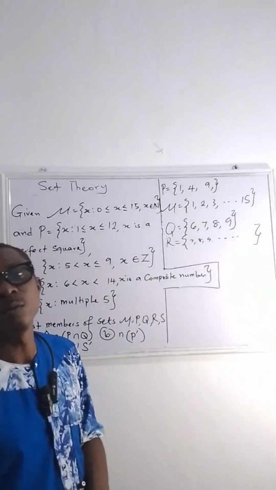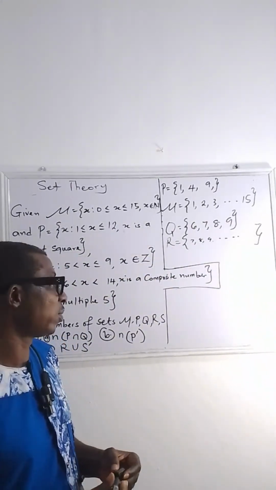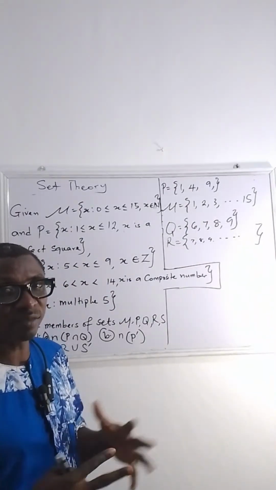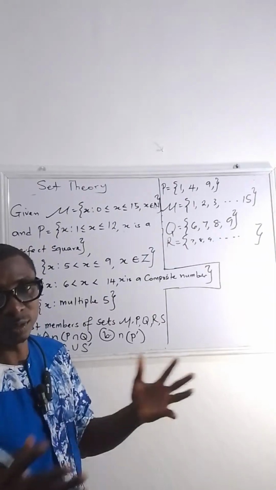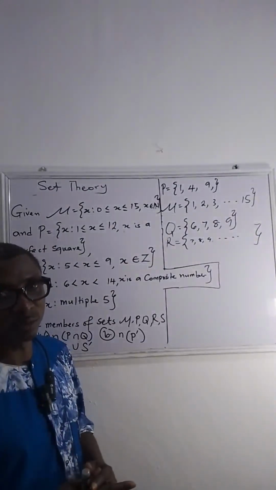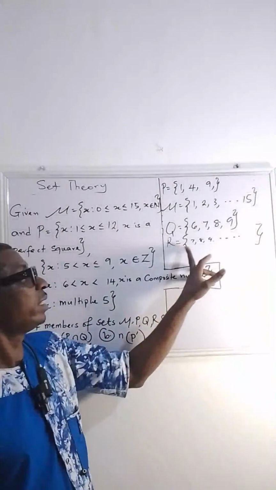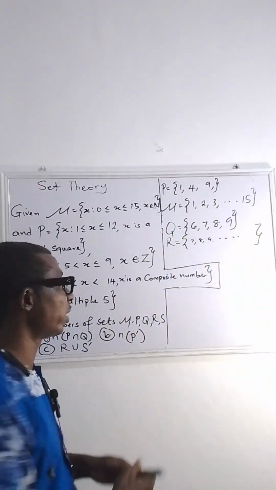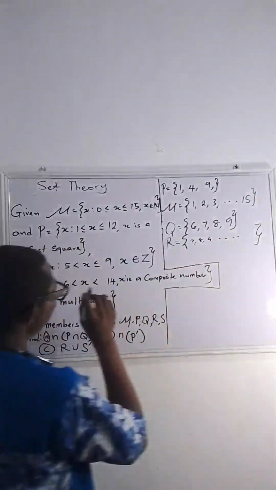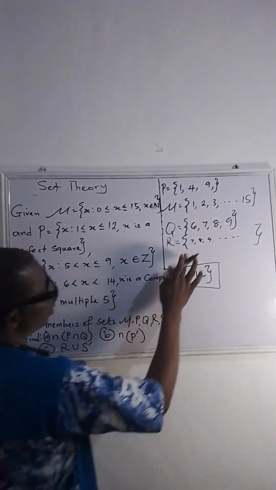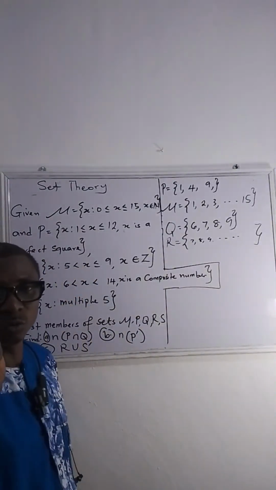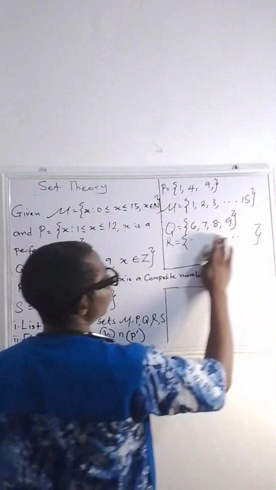Now we need to understand what composite numbers are. Composite numbers are natural numbers that have more than 2 divisors. So any element you are listing must have more than 2 divisors. Now let's start. You cannot list 7 because 7 has only 2 divisors. So we start from 8.